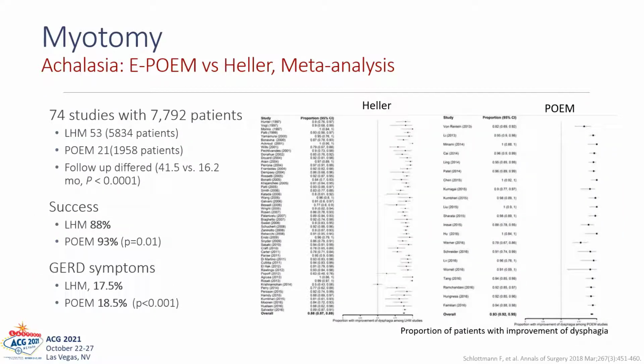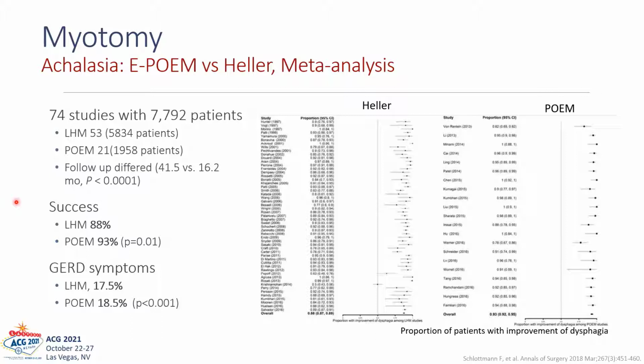So how does POEM compare to laparoscopic Heller myotomy? Well, this meta-analysis asked just that question. It included 74 studies with over 7,700 patients. Over 5,800 patients had undergone laparoscopic Heller, and over 1,900 patients had undergone POEM. The follow-up period did differ significantly between these groups, that's worth noting, shorter for the POEM group.